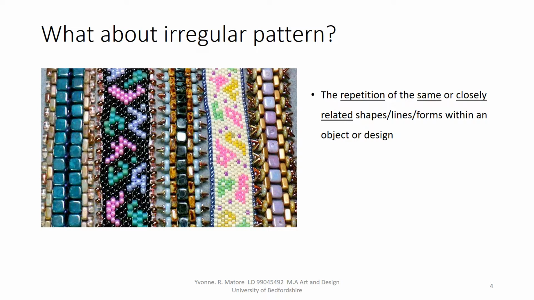So what about irregular patterns? Well, through my research, I have come to the conclusion that as long as a design or an object meets the criteria of repetition and of the elements within it being closely related or the same, it qualifies as pattern. In this example image, the beading, the materiality, the coloring, and the vertical nature of the design all qualify it as pattern. It's speaking the same language and therefore it is pattern.